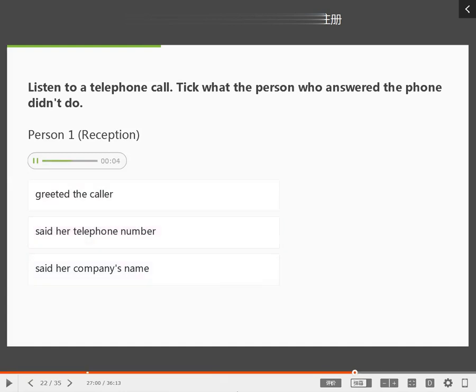Good morning. AIC Computing. Sales, please. One moment.